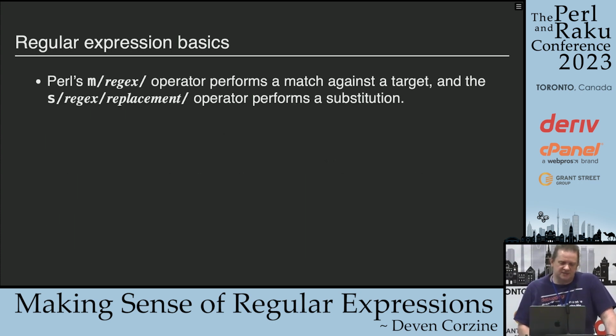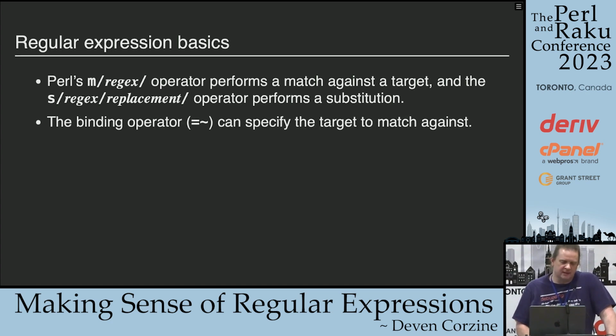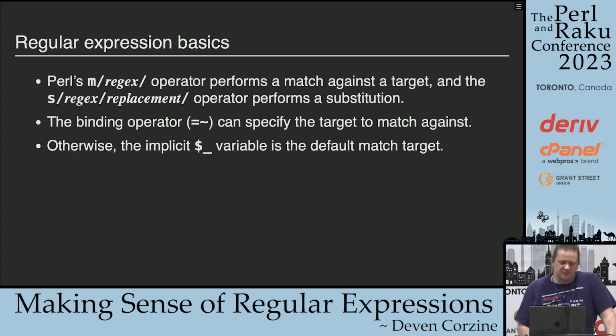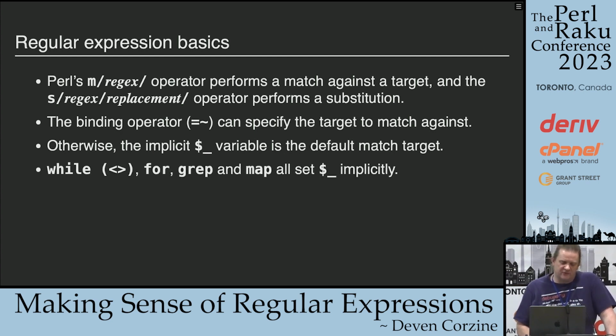So Perl has the m/regex/ operator to perform a match against a target and the s/regex/replacement/ operator to do a substitution. Although you'll normally see that the m is not usually in real code unless you have to, because if you're using / as the default delimiter, you don't need the m. The binding operator, which is the equal tilde, can specify the target you're matching against. Otherwise, the implicit $_ variable is the default match target. And the while loop, for, grep, map, they all set that variable implicitly. It exists for a reason. Please use it.